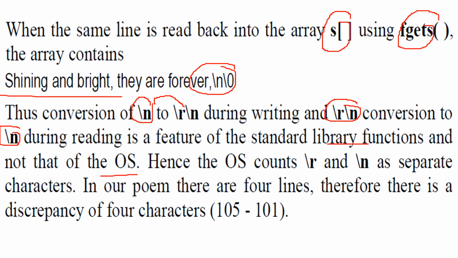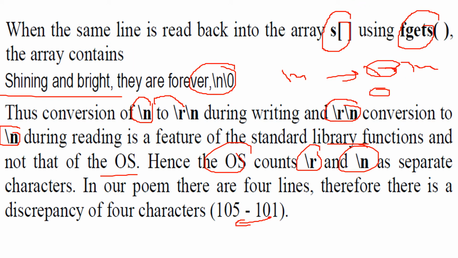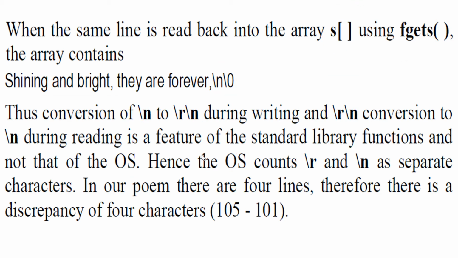The operating system will count \r and \n as separate characters, as 2 characters. So if we assume that our file has 4 lines, we have 4 \n to \r\n conversions. As we have 4 characters more, the operating system is going to count 4 more. That is why the discrepancy is there.